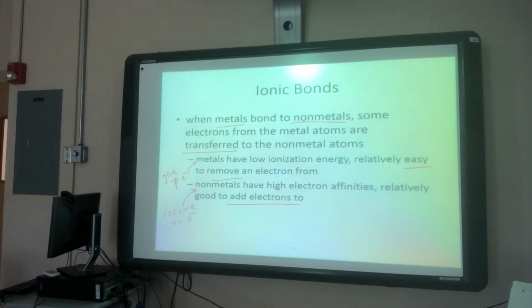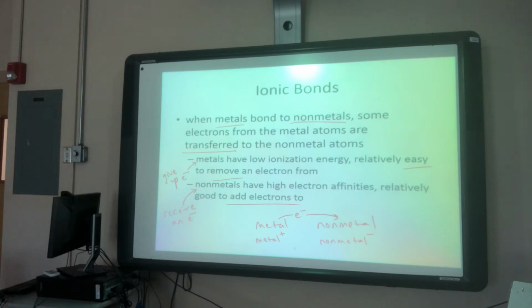So what happens here is we have our metal and we have our non-metal, right? The metal is willing to give up an electron, so it's going to give up the electron. The non-metal is going to take the electron. So the metal gives up the electron, and the non-metal takes the electron. What happens is our metal becomes a cation, and our non-metal becomes an anion. So this is what it means by transferring.